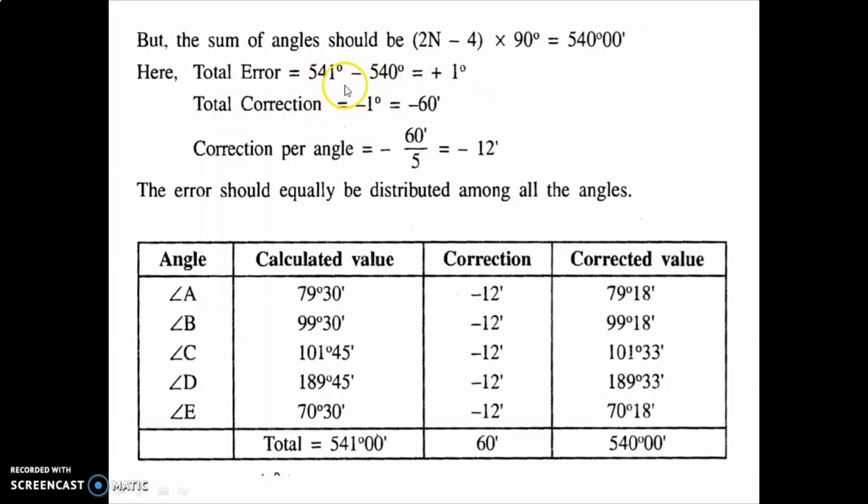So total correction is minus 1 degree. Out of 541, if you want 540, you have to do minus 1 degree, means minus 60 minutes. And there are 5 angles, so minus 60 upon 5, so minus 12 minutes. Means to come up to 540, you have to deduct 12 minutes in all the angles. So you can see the table, angles A, B, C, D, the calculated values that we already calculated, and this is the correction that I have done in all the angles: minus 12 minutes, minus 12 minutes, minus 12 minutes. So total 60 minutes. Once you do this, you will get your corrected values. These all are your corrected values. If you do the summation of this, you will get your answer 540.